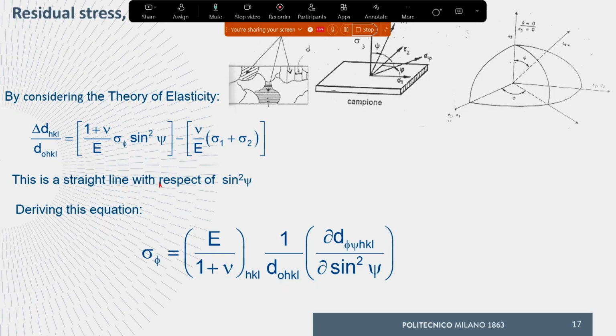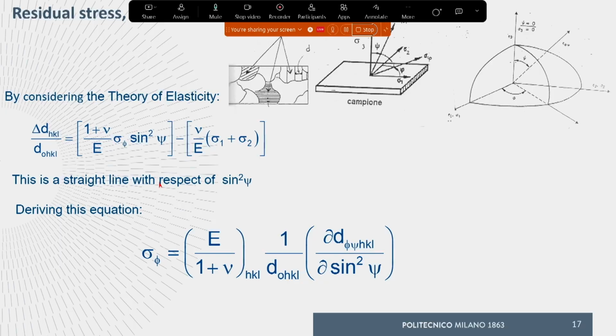That is equal to what? To E over 1 plus nu, the Poisson coefficient, that multiplies 1 over D0, the initial lattice spacing, the undeformed spacing, that multiplies the derivative of the lattice spacing with respect to sin² psi. So delta D over delta sin² psi, okay?